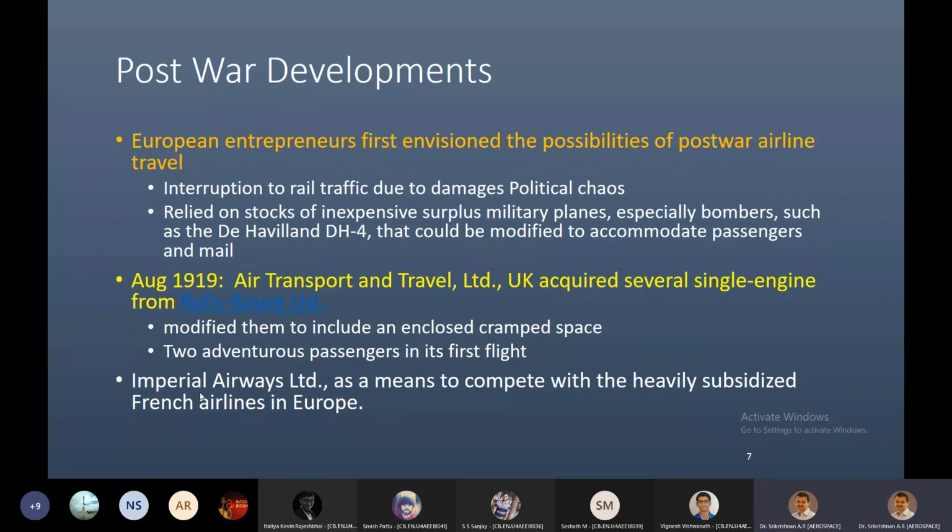So then the question was how to make use of them. A lot of government funding had gone into developing them, manufacturing them, training the pilots, developing the technology, etc. But then how to make use of them was the next issue. In Europe, due to the war, a lot of disruption was there to the rail traffic. The rail lines were damaged, and there were broken buildings, broken roads, etc., all as a result of the war.